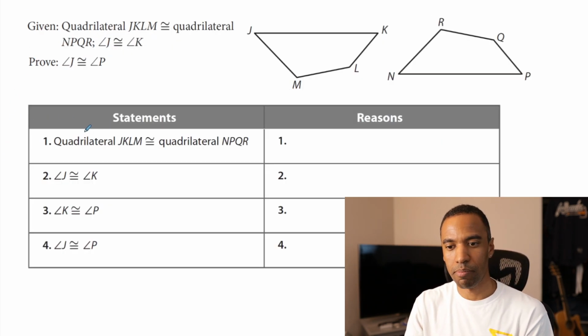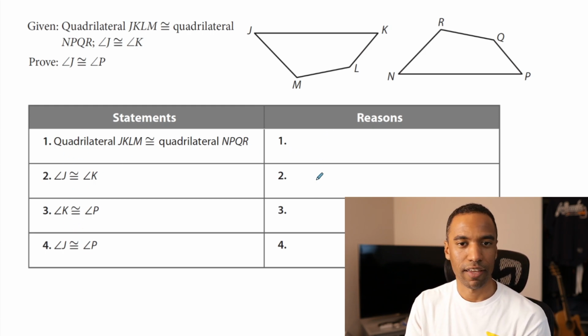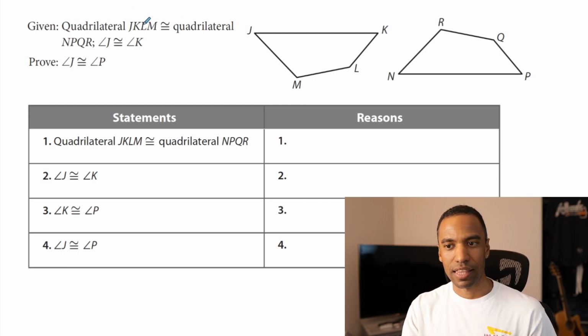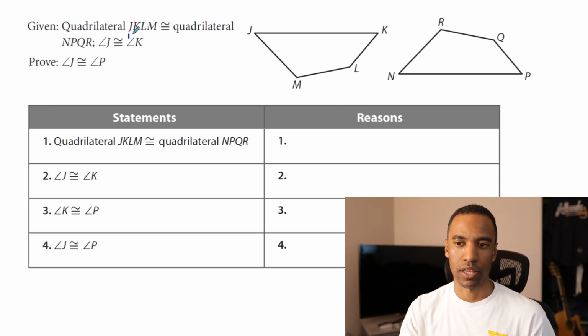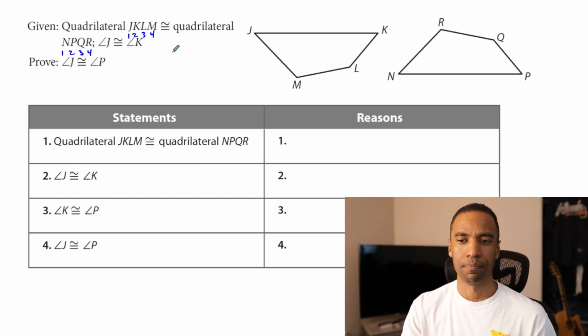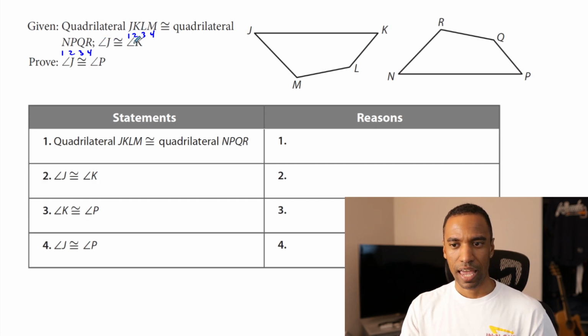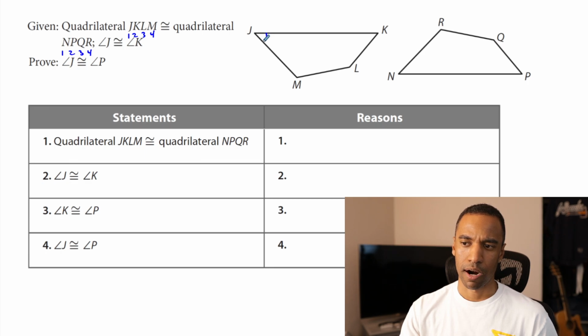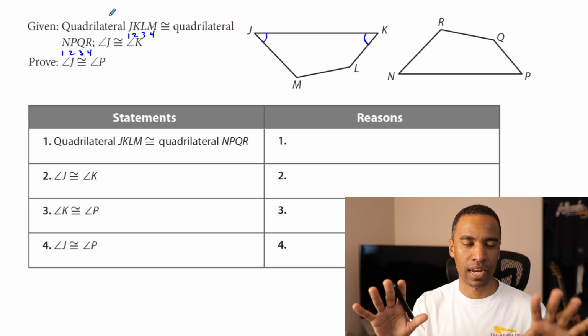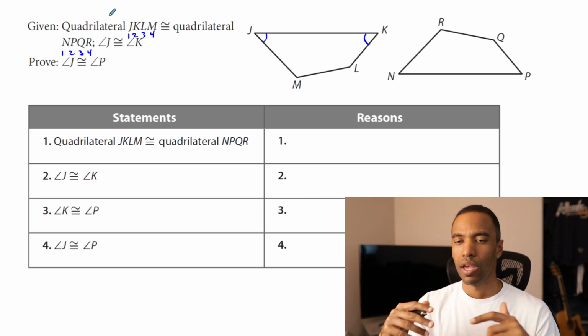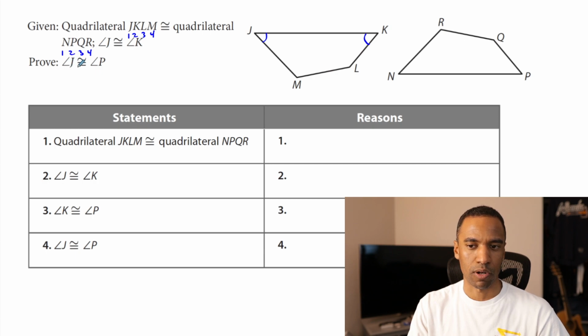All right, this one is mostly pre-built for the statements, and then we're going to try and find the reasons that justify what it is we're trying to do. Okay, we are given that these two quadrilaterals are congruent to each other, JKLM with NPQR. We are also given that angles J and K are congruent to each other. With this one, I'm just going to go ahead and mark those off the bat. I'm not going to do the full markings of the others, because once again, I'm only going to use what I have to in order to arrive at my concluding statement, which is we need to prove that angle J is congruent to angle P.